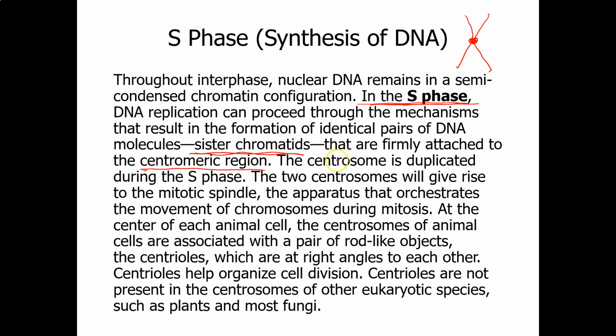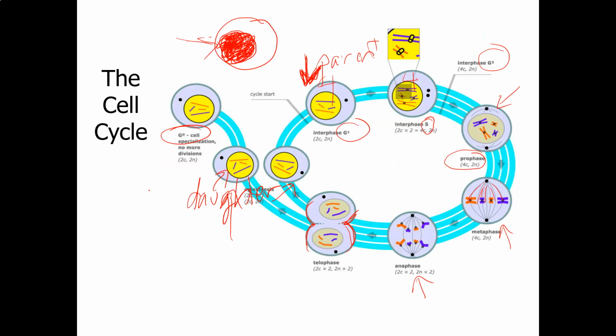The centrosome, which consists of two centrioles, is also duplicated, and the two centrosomes are going to give rise to the spindle, the mitotic spindle, and that is what I showed you here. All of the fibers kind of look like a football shape. That is the spindle. Those are the spindle fibers attached to the sister chromatids of each chromosome.